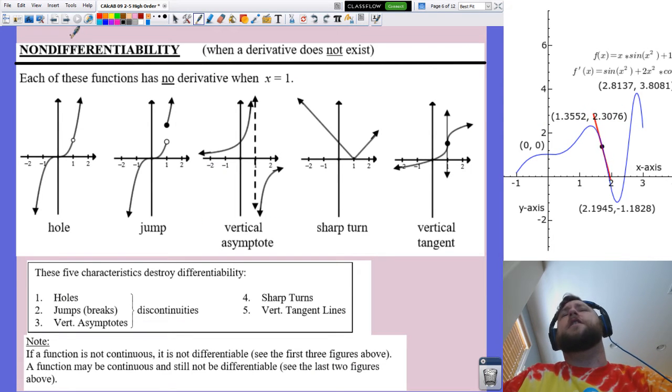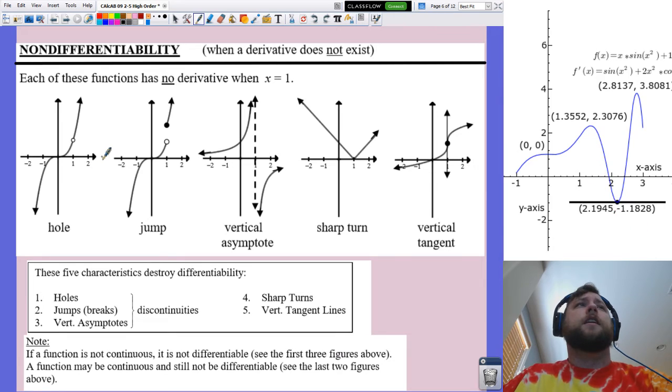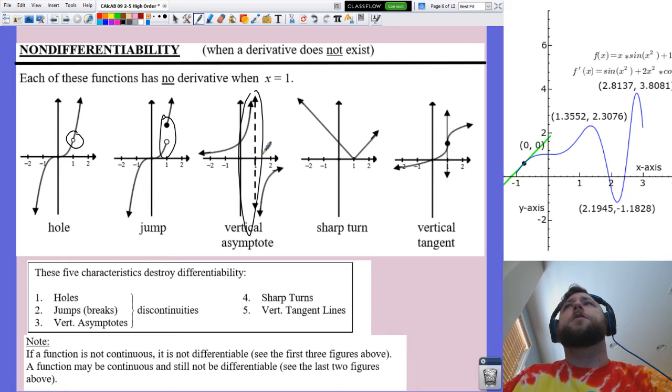All right, non-differentiability. So functions aren't necessarily guaranteed to have a derivative. That GIF that's going on, it's got a derivative everywhere. But sometimes you don't have a derivative. Where does it not exist? In these cases, where you're not continuous because of holes or jumps or asymptotes.